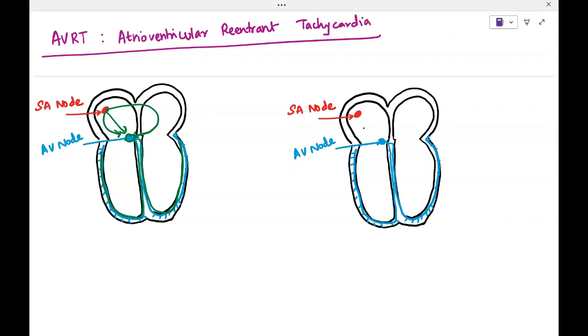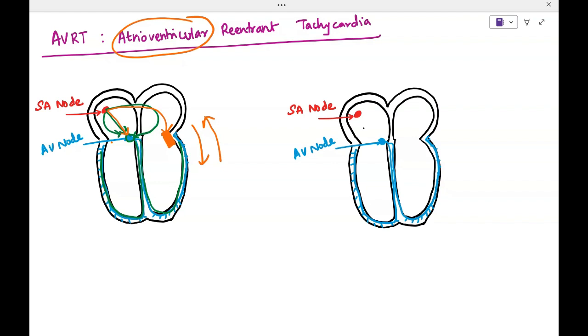Now, in some patients, they have an accessory pathway between the atrium and the ventricles. That is why it is atrioventricular. It can be anywhere, it can be here, it can be here. So in such people, the impulse goes through the AV node and it can go through this accessory pathway also. This accessory pathway can conduct the impulse in both the anterograde direction as well as the retrograde direction. So finally, what happens now?